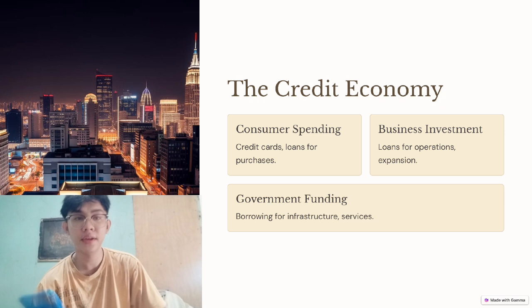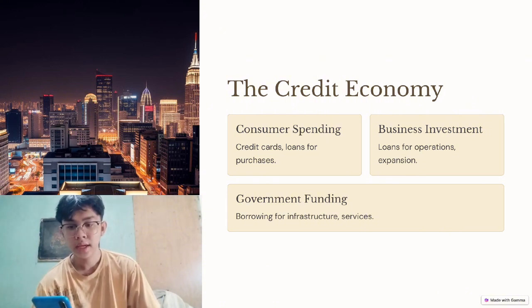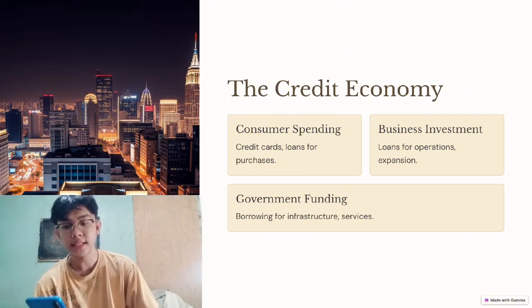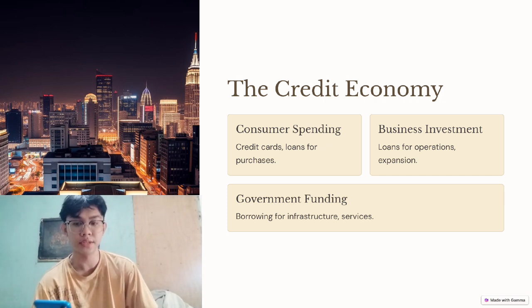Next is describe the credit economy. So the credit economy refers to an economic system where borrowing and lending are an integral part of financial transactions. In this system, credit enables individuals and businesses to spend beyond their immediate income or savings, thereby stimulating economic activity. For example, consumers use credit to purchase goods and services. Businesses use credit to invest in operations, equipment, or expansion. And governments borrow funds for infrastructure projects or public services.